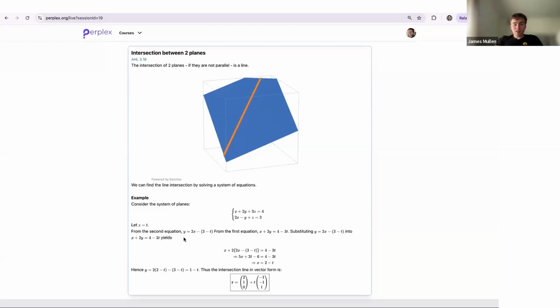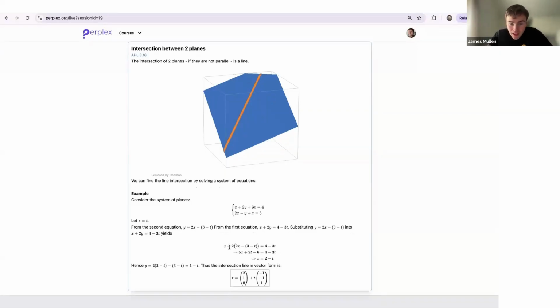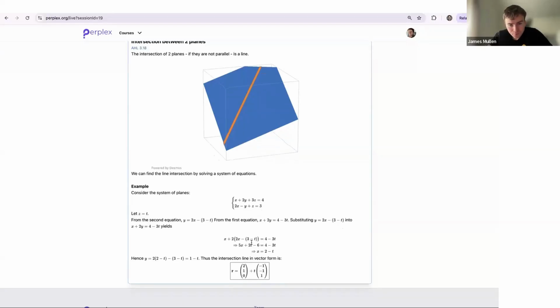And from the second equation, that means that y is going to be equal to 2x minus 3 minus t, because z is equal to t, okay? And also in the first equation, I can say x plus 2y is equal to 4 minus 3t. Now, if I substitute that expression for y into the first equation, that gives me x plus some mess. And simplifying that down tells me that x is going to be equal to 2 minus t. And because y was equal to 2x minus 3 minus t, I substitute that back in, and I find y is equal to 1 minus t.